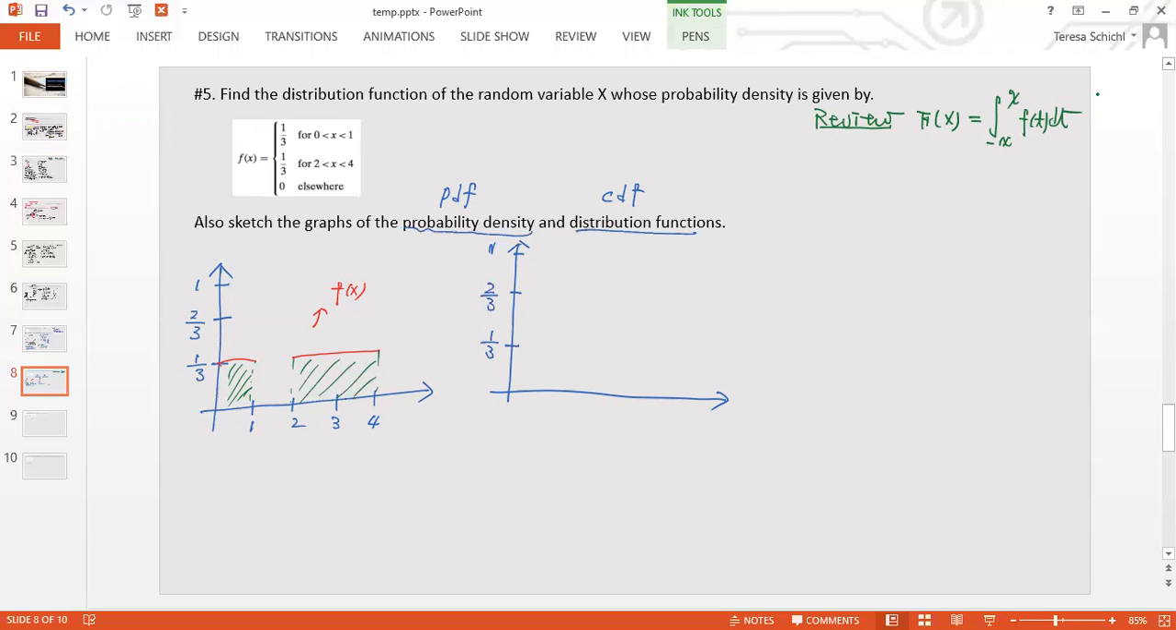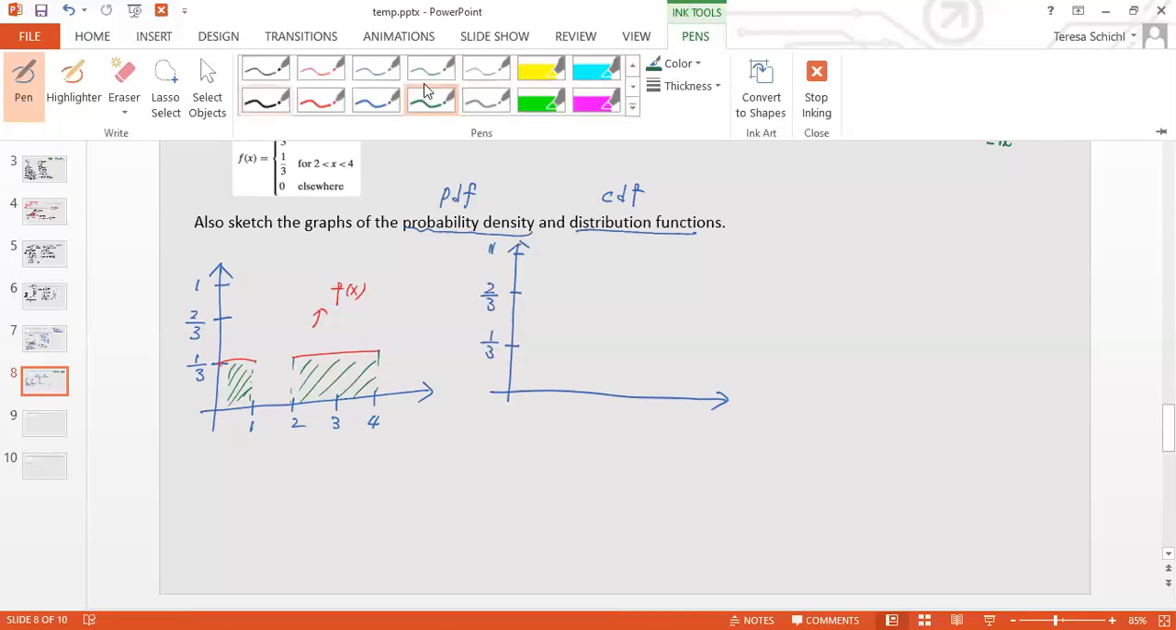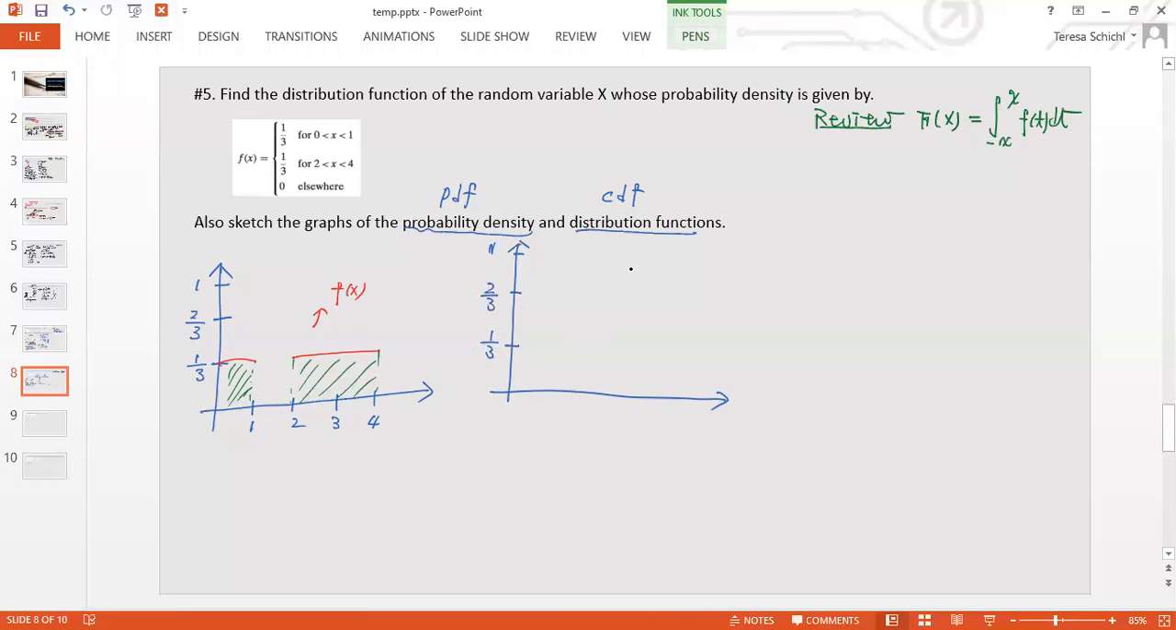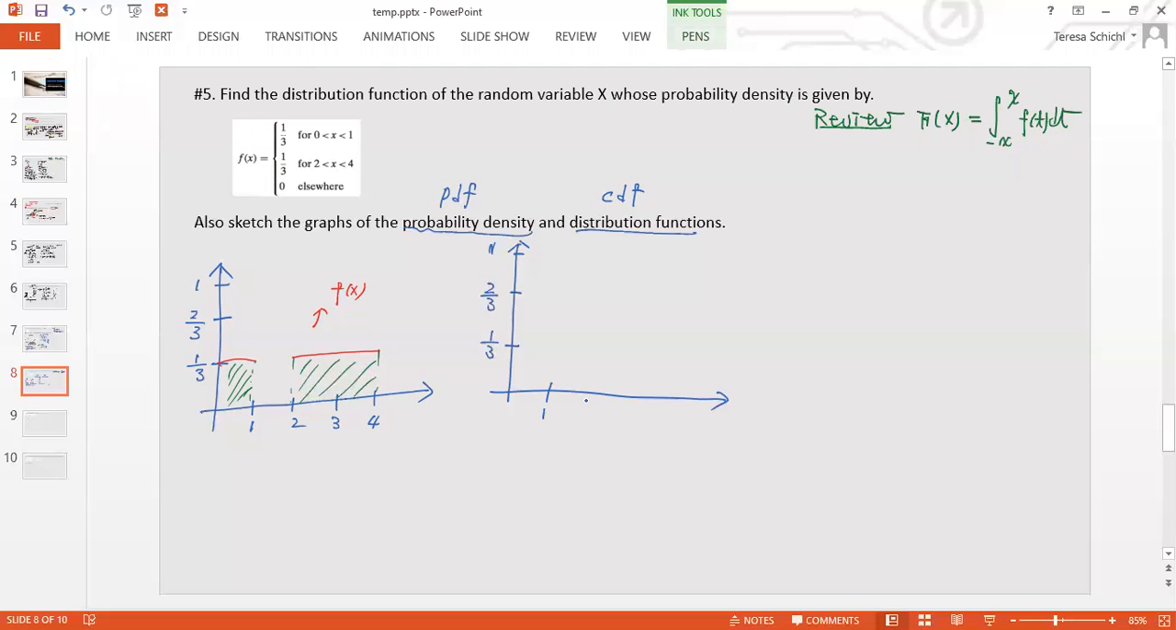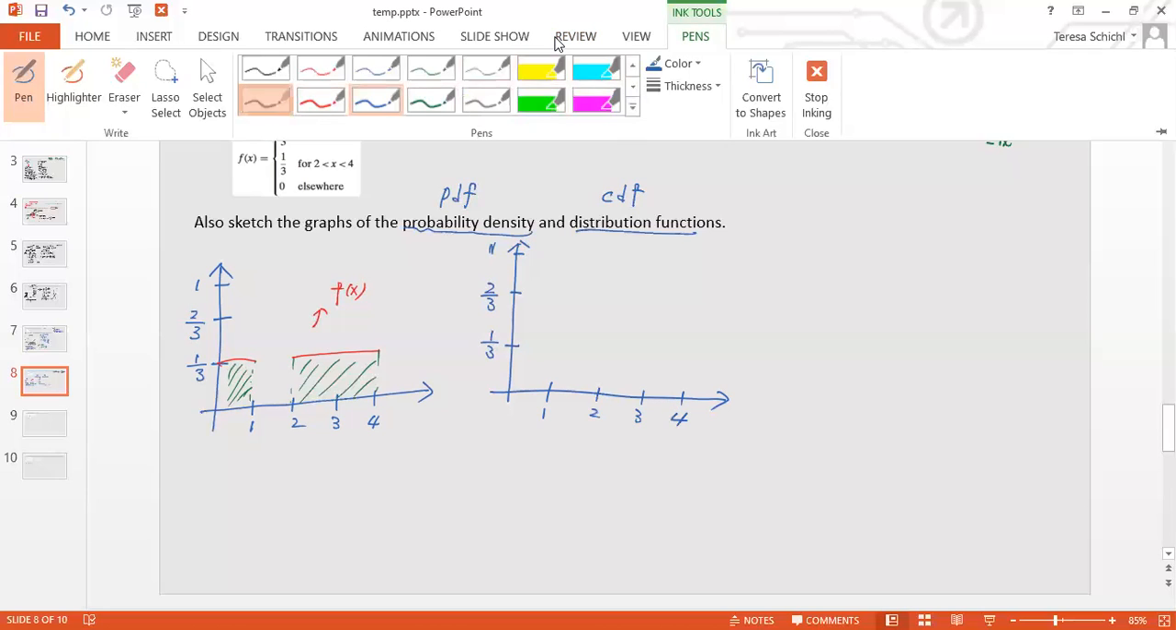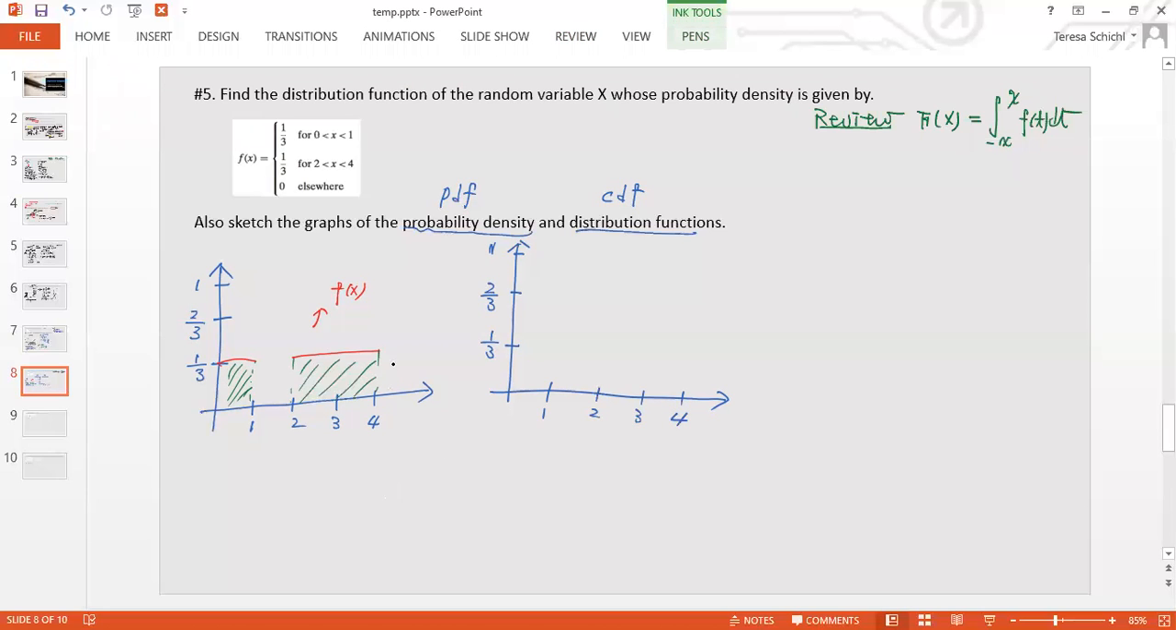Okay, so now let's start. The first one is here. I need to mark this as 1, 2, 3, 4. All right, now let's try to do it here. The first one is here, I need to look at the first area, right?